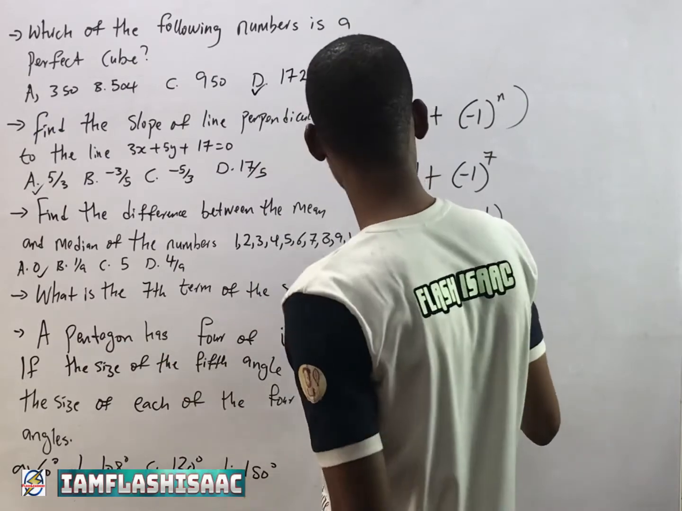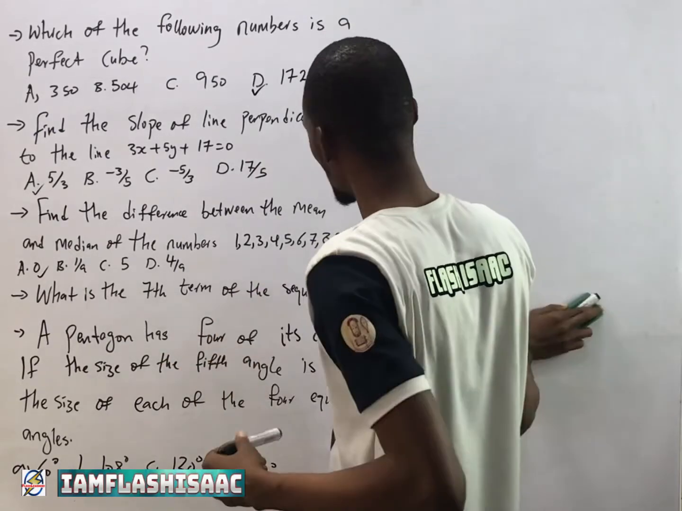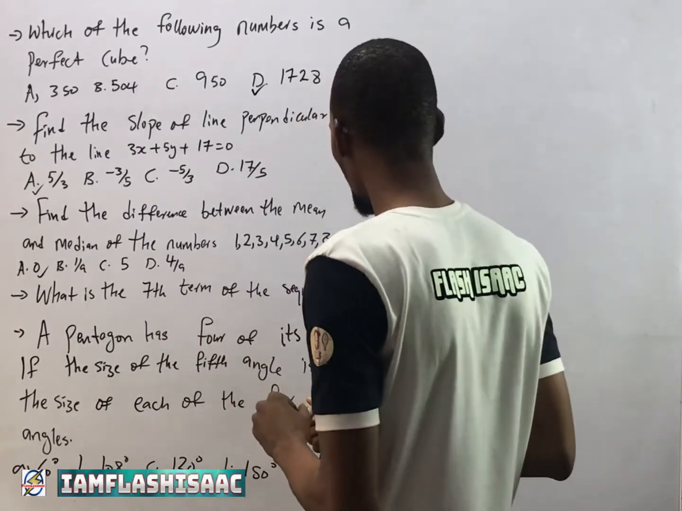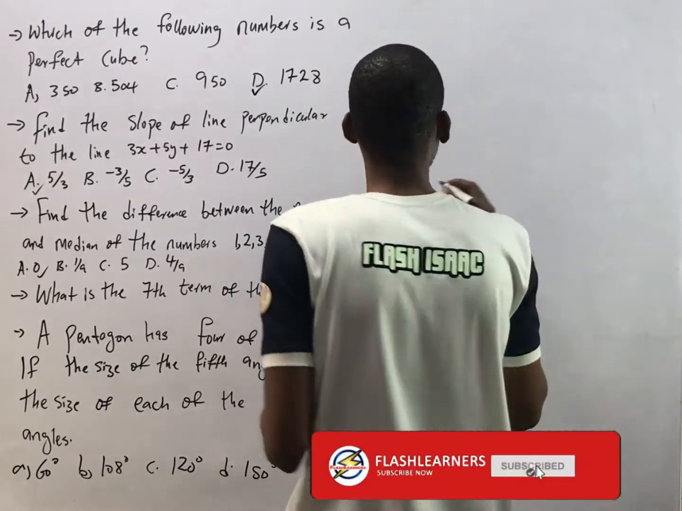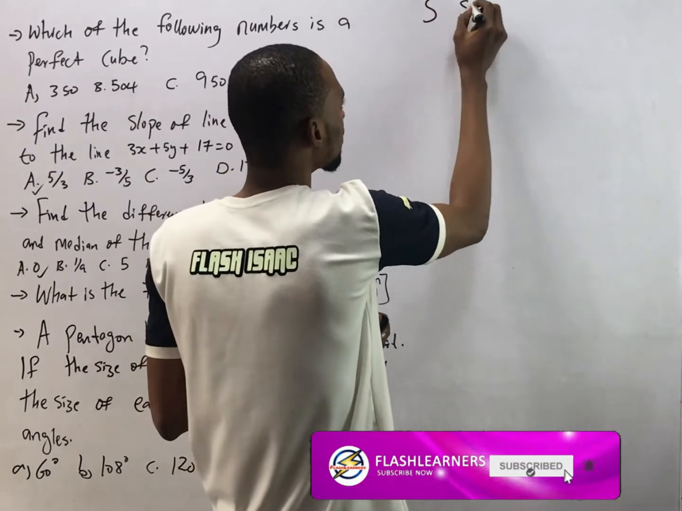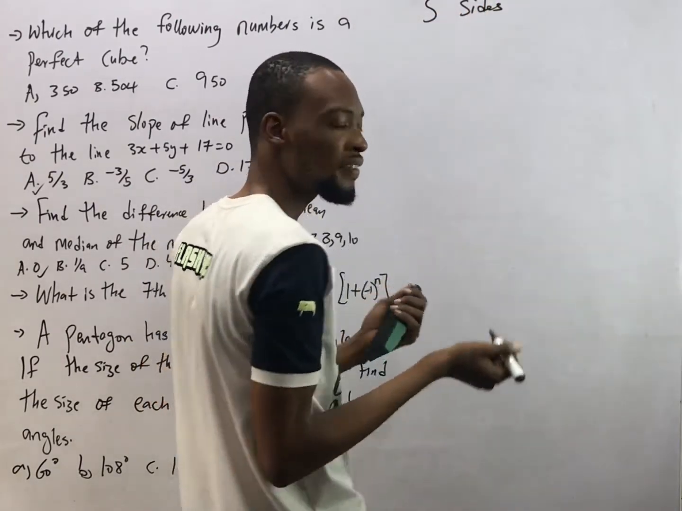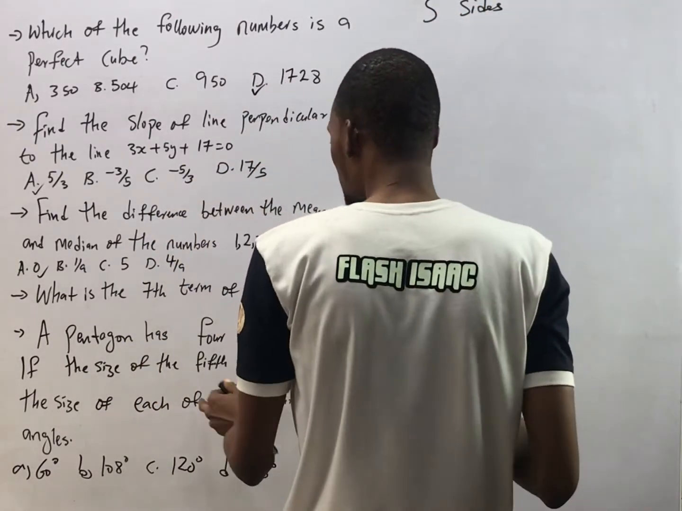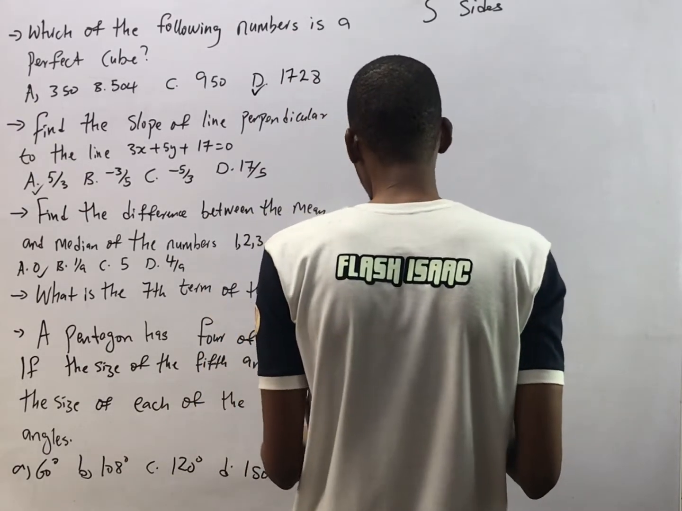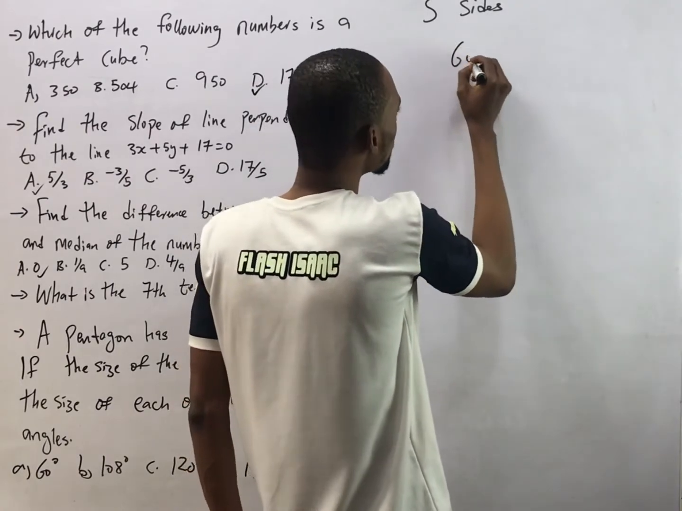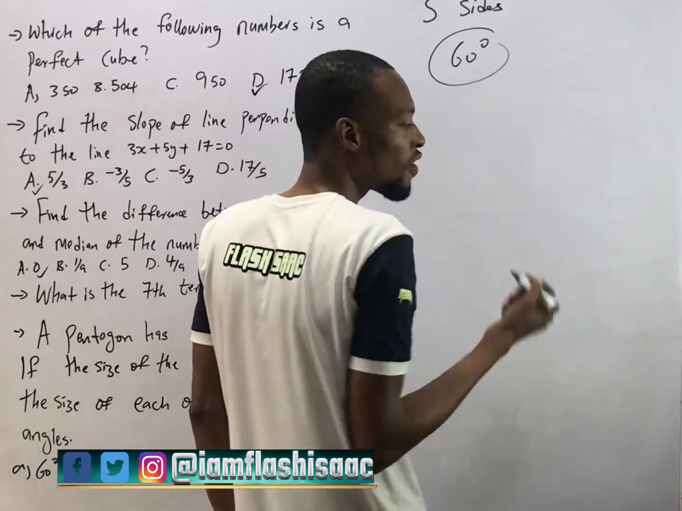Okay, that should be the last question. It says a pentagon has 4 of its angles equal. A pentagon has 5 sides and 5 angles. So it says 4 of the angles are equal and the 5th one is 60 degrees.